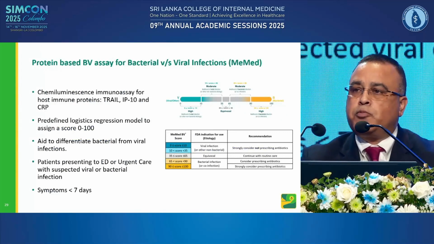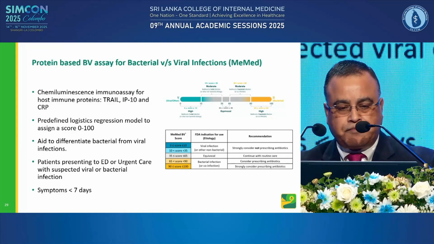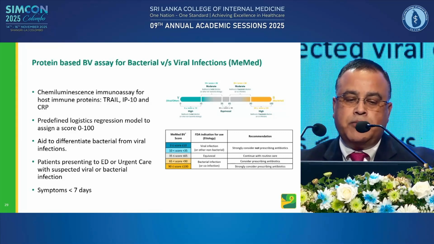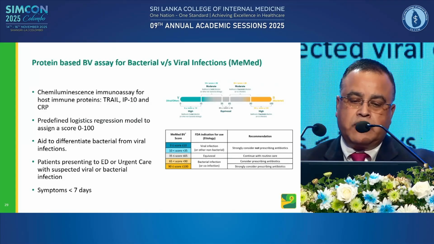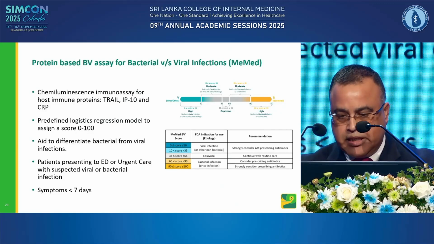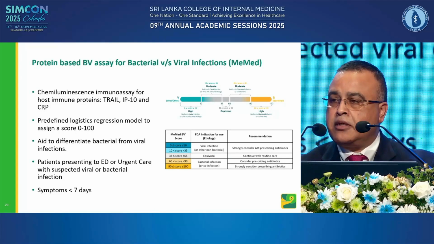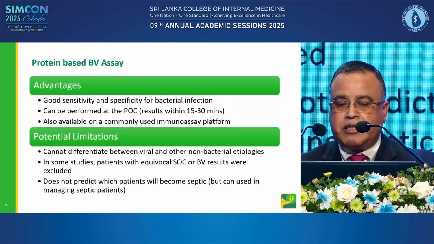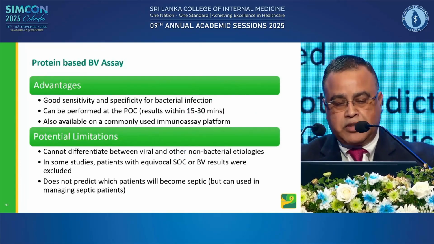The third test is protein-based, differentiating between the viral and the bacterial. These are immunoassays based on the host response, on the interferon 10 and the CRP levels. Again, based on the scoring, you can essentially rule out or rule in, and you can either give your antibiotics or just observe them till the organism results are back.